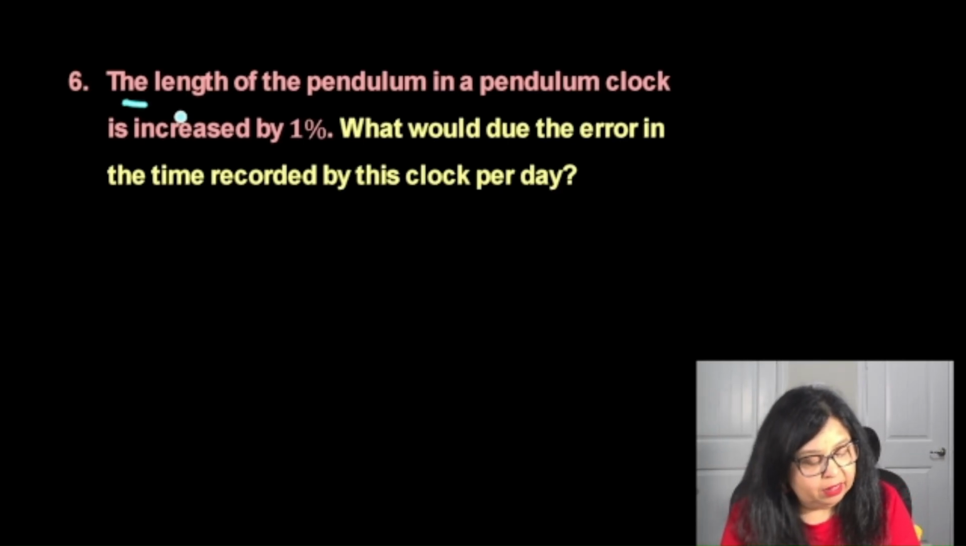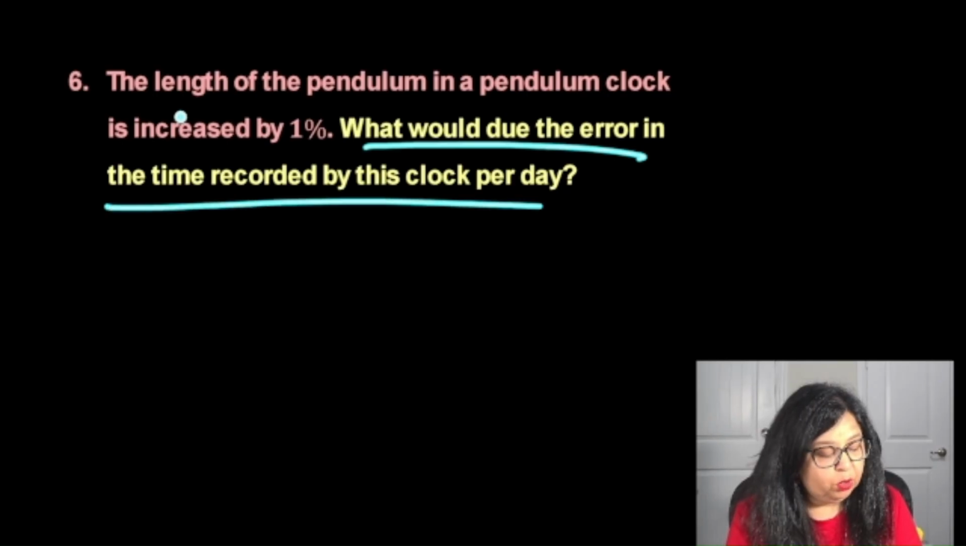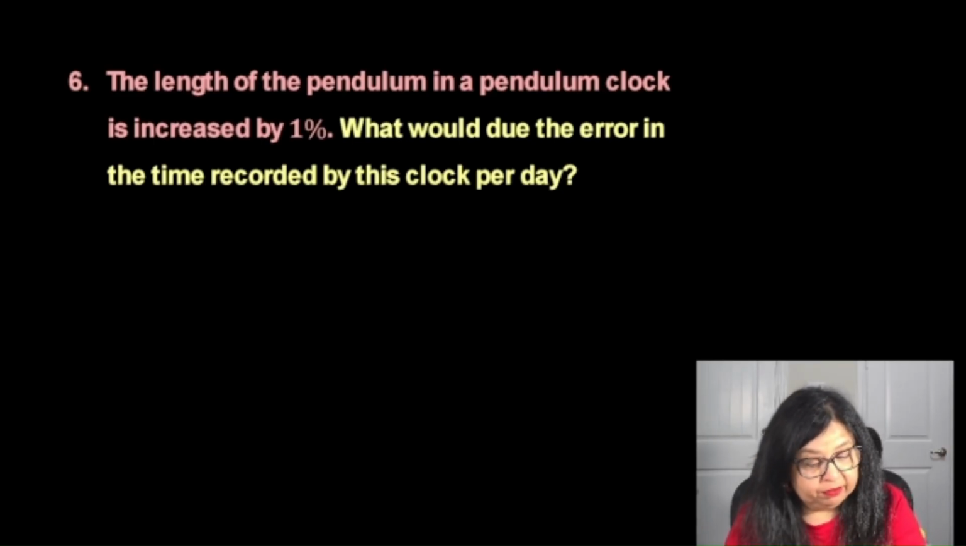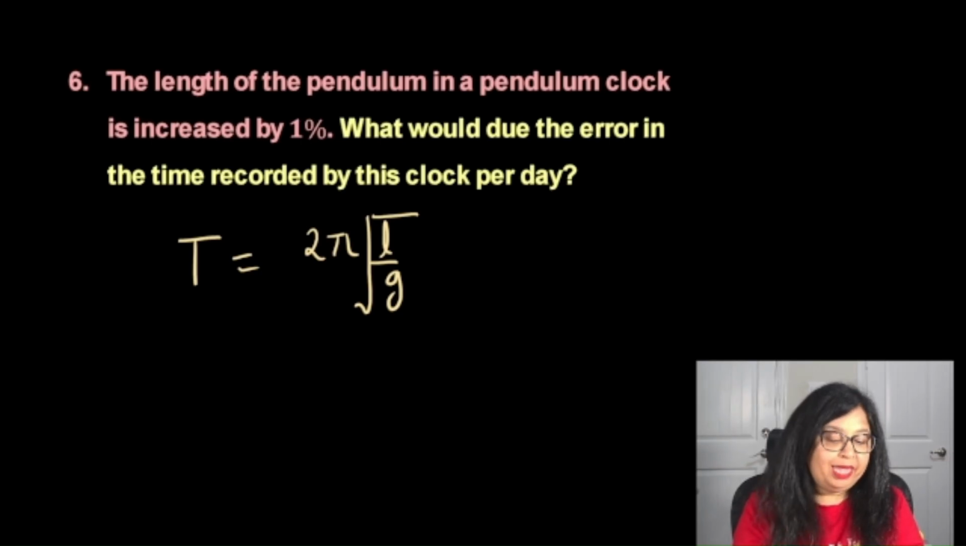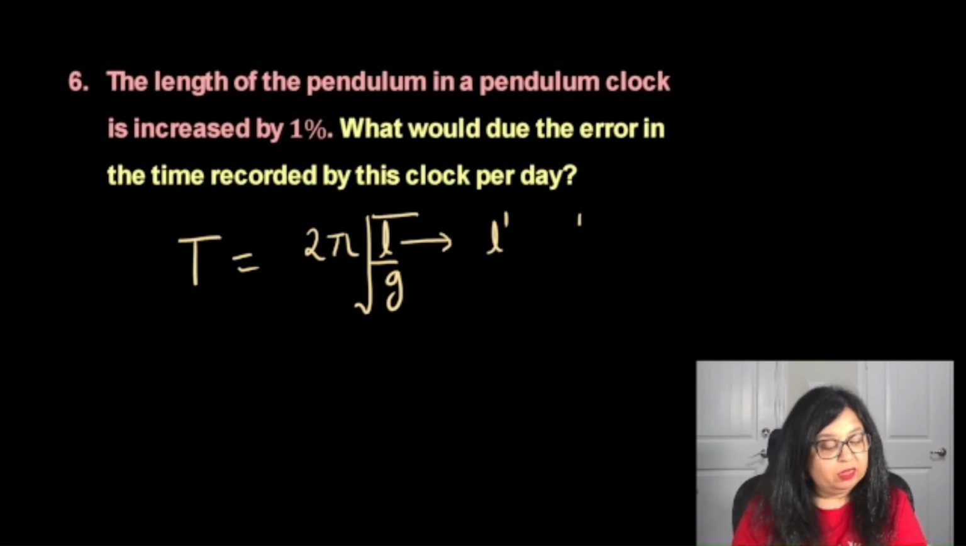It says that the length of the pendulum in a pendulum clock is increased by 1%. What would be the error in the time recorded by this clock per day? So now this pendulum is used as a clock. And the time period of a pendulum, as we have seen several times, depends on what? The length of the pendulum. But now this length L has changed to L prime. So this dash, the line used as a superscript for L, is called prime.